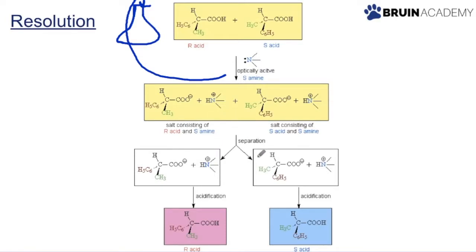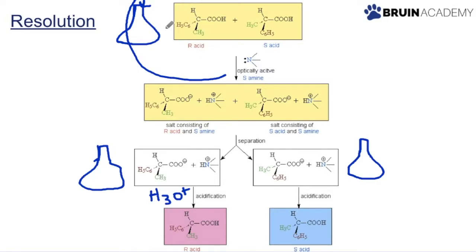Then we separate these diastereomers. So now we have 2 flasks, one with the R and one with the S. And you can protonate it with something like H3O+, which is where the acidification comes from. And this is how you regenerate the enantiomers once again. So here we have the R acid and the S acid, which is the same as what we started with, except now they're in 2 separate flasks. And that's pretty much the gist of what you need to know and understand for resolution.